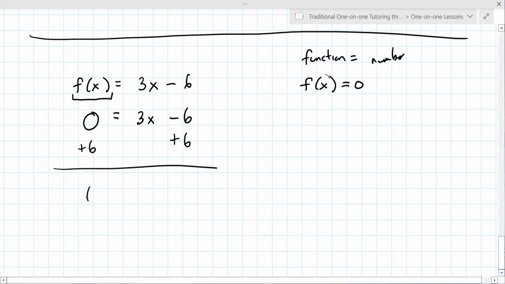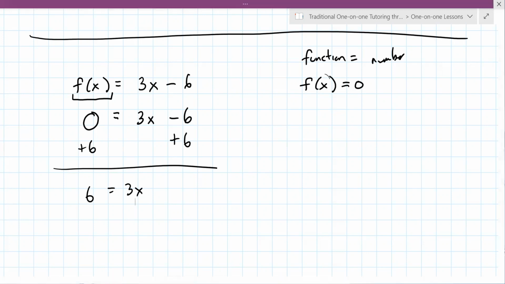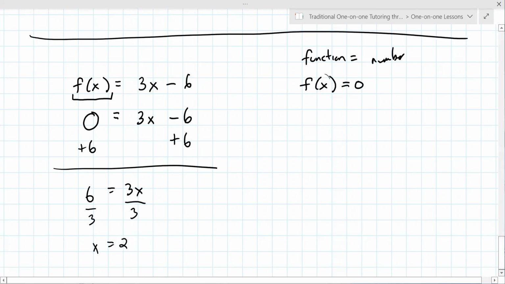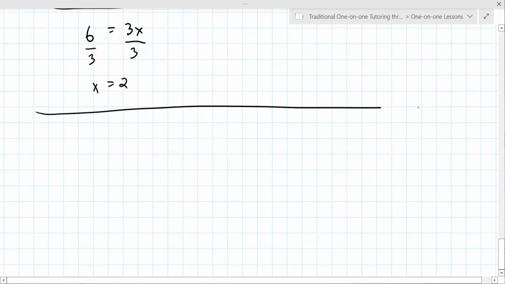Okay, so now 6 equals 3x. What's the next step? Okay, the next step, you should divide both sides by 3. Perfect. So that will give you 2. So when you divide by 3, x equals 2. Awesome. Yep.